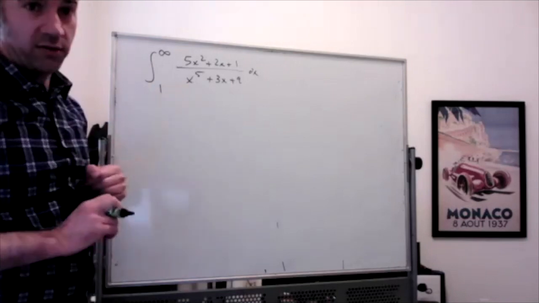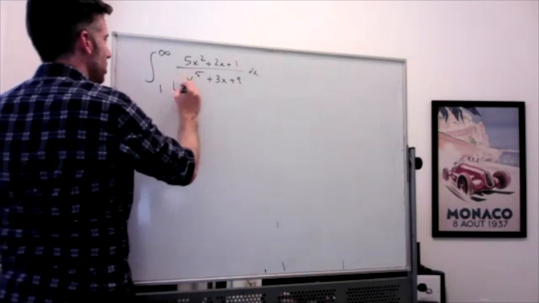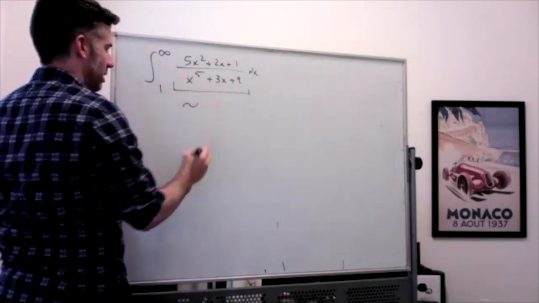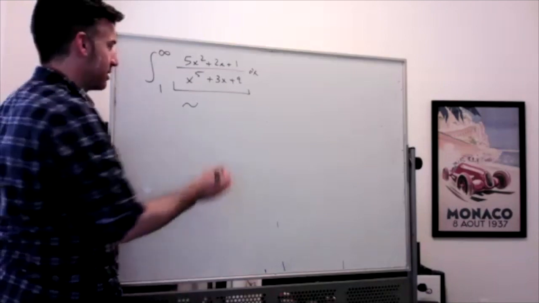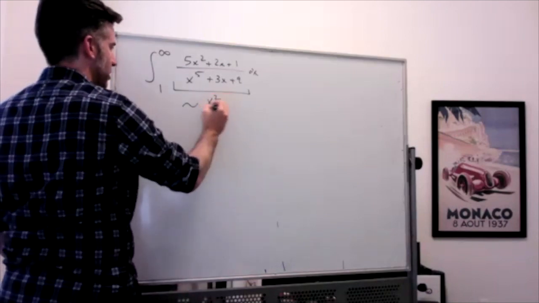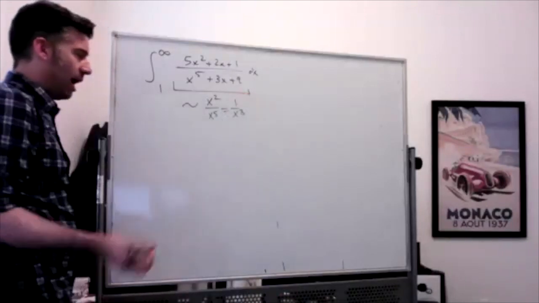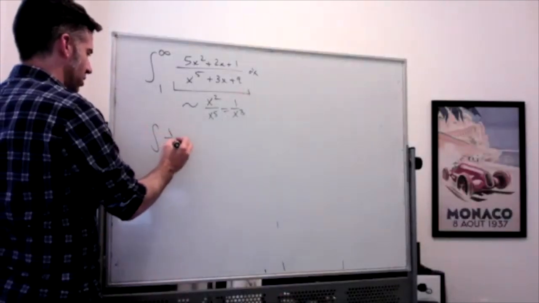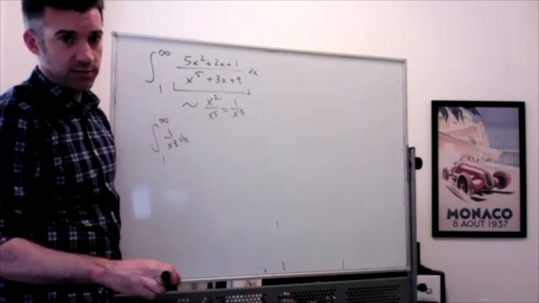I know this integral converges, and I know it converges because the function is essentially, I don't care about anything but the highest power of x on top and the highest power of x on the bottom. This is essentially x squared over x to the 5th, which is 1 over x cubed. And I know that the integral of 1 over x cubed from 1 to infinity is convergent.